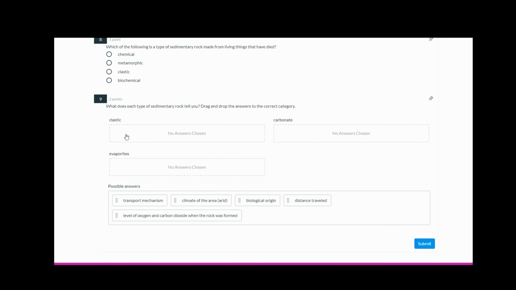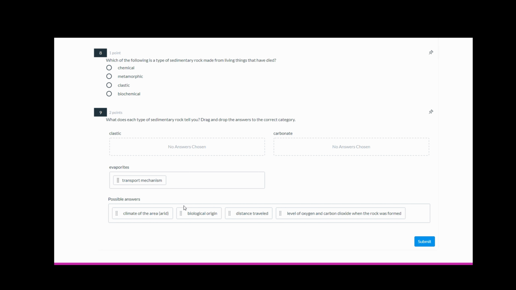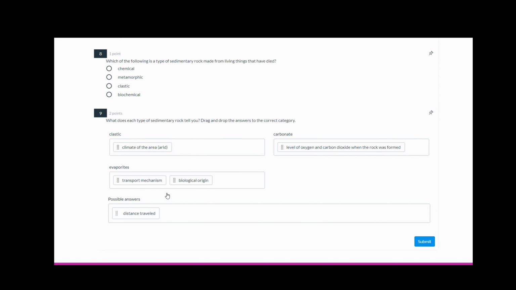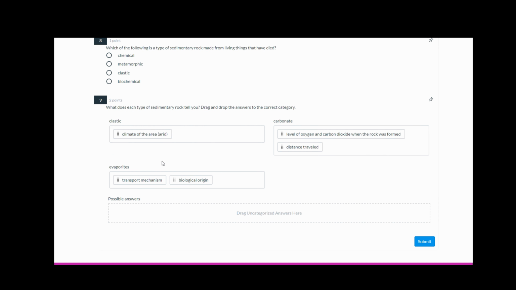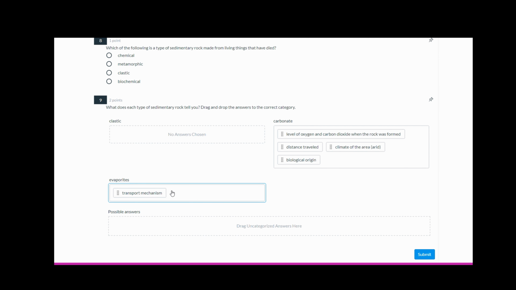And then finally down here at the bottom, this is a categorization question. You don't see this very often, but all you have to do is come to the possible answers and then drag them to where you think they belong. I'm doing this randomly. This is not necessarily where they belong, but you get the idea. You can have all of them in one place. You can have one or two of them in each category, however you think they belong.